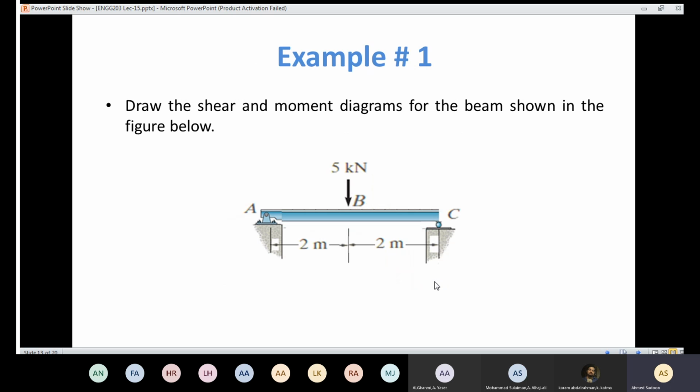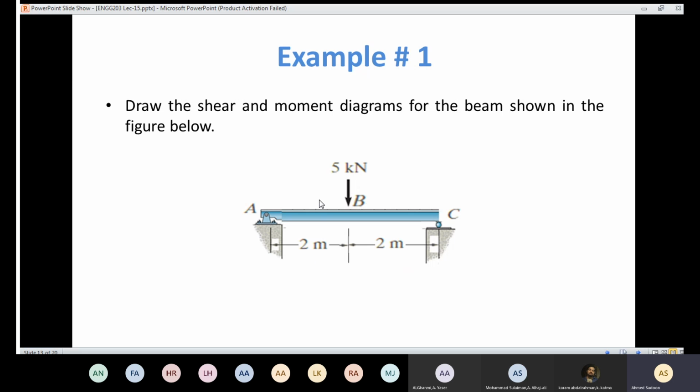So now let's solve an example so that we can connect all the concepts that we have discussed in this lecture. We are going to follow steps in order to draw the shear force diagram and the bending moment diagram.